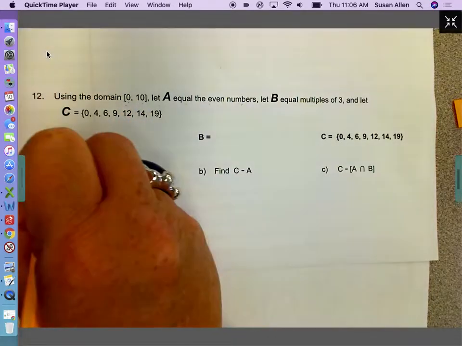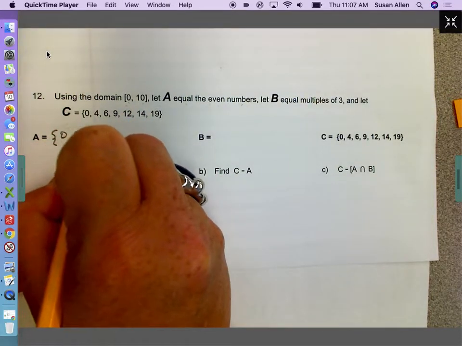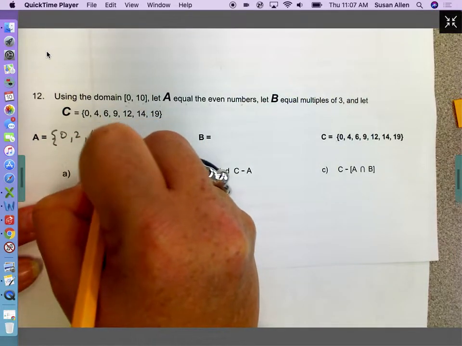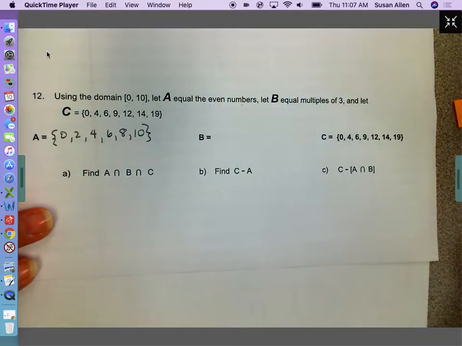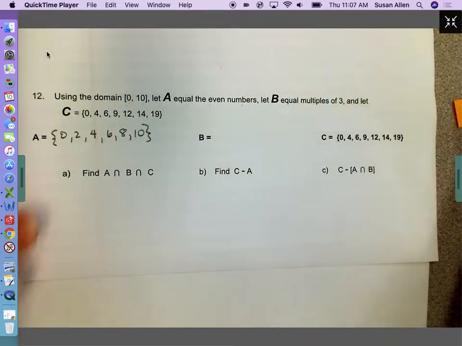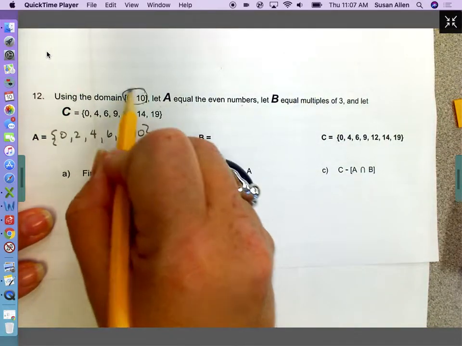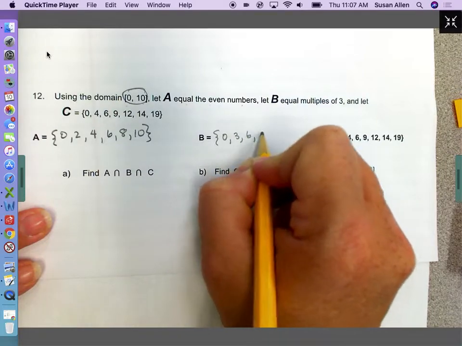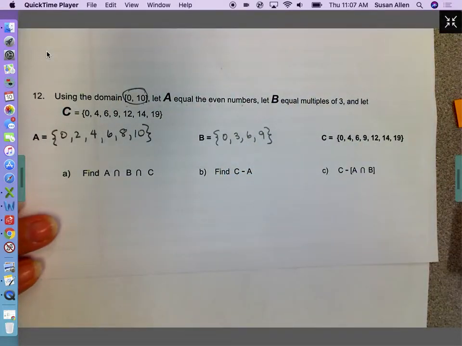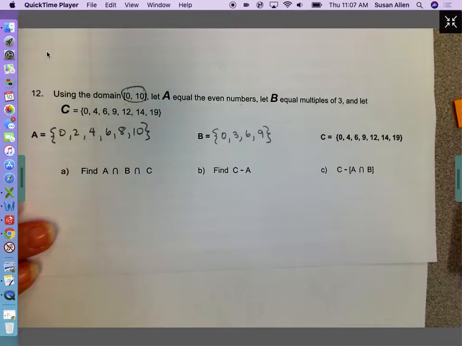Those numbers are 0, 2, 4, 6, 8, and 10. We have to stop at 10. All right, then it says B, let B equal the multiples of 3 from 0 to 10. So 0, 3, 6, and 9. So that's your first job, is to write those sets.